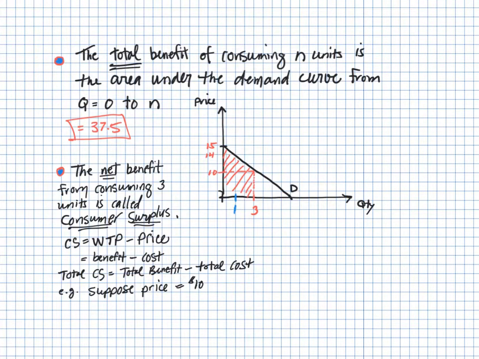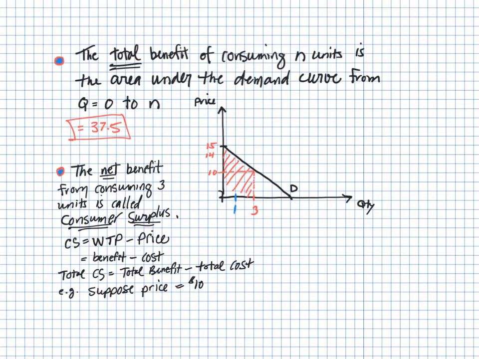One final thing I want to mention is how we can measure net benefits from consumption. So let me draw your attention to this area down here now. The net benefit from consuming 3 units would be called the consumer surplus generated from the consumption of 3 units. Consumer surplus is defined as the willingness to pay minus the price. In other words, the maximum we're willing to pay is how much we value the item, and how much we actually pay is the price. So the difference between those two things is the net benefit from consumption.